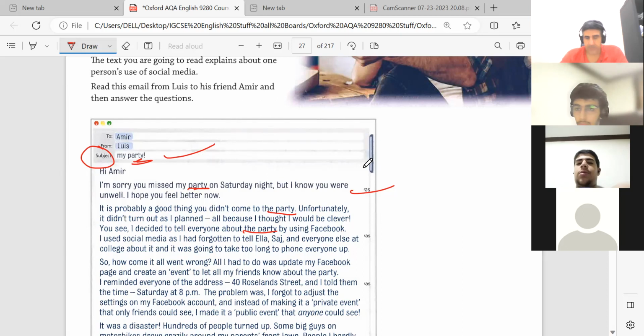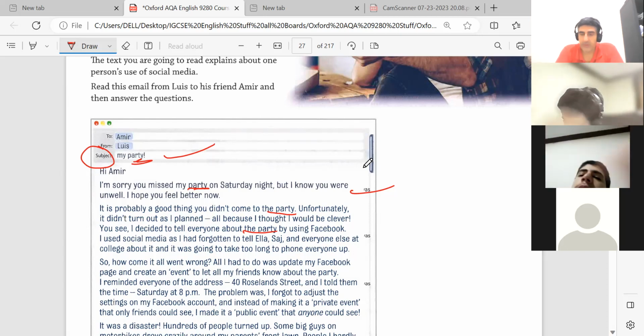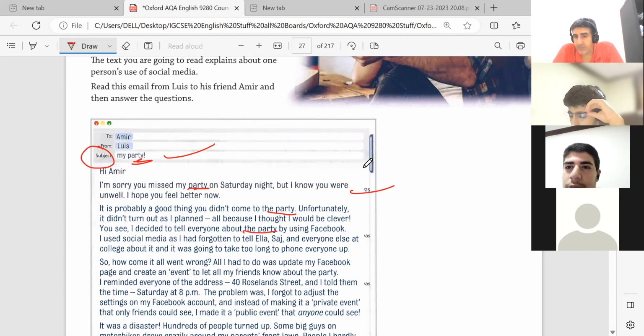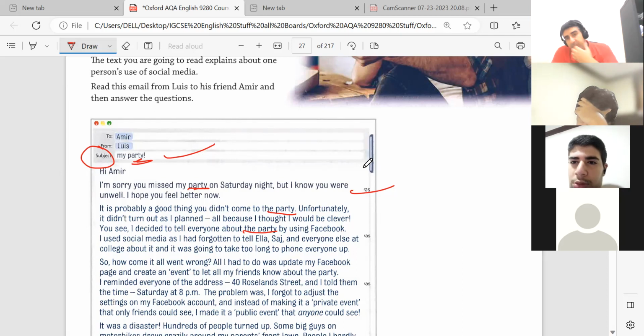Clear? Yes. What about what? What happened? Give me factual information. What happened? What's the problem? What did Lewis make, for example, to invite people? So you need to scan the email to find out the answer.